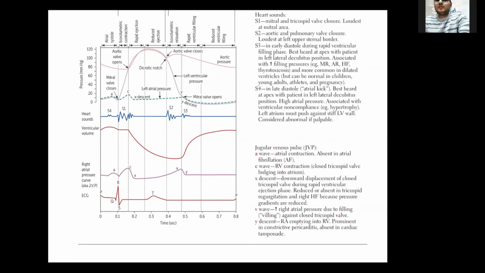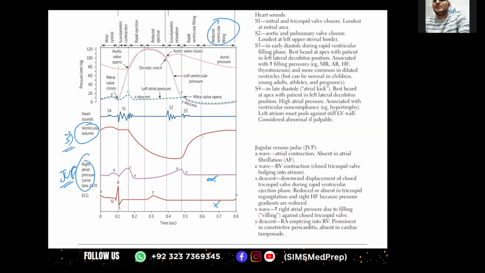So we were discussing this point, which is rapid ventricular filling. In the ECG, there are no changes. In JVP, what are the changes? No changes. In the ventricular volume, number three, there is a slight increase, but it is static.